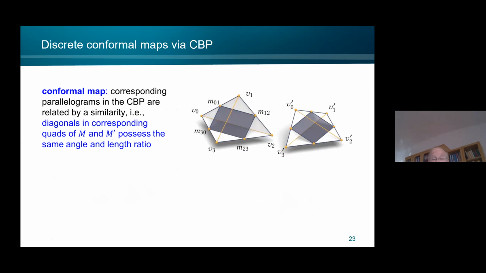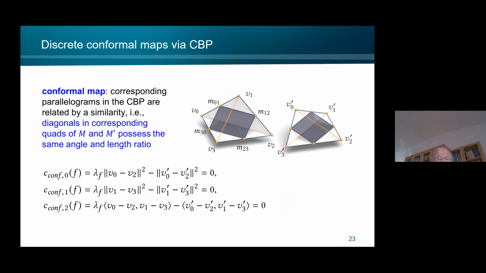For discrete conformal maps with help of these checkerboard patterns, we have to make sure that corresponding parallelograms are similar to each other, which means that diagonals in corresponding quads of M and M prime possess the same angle and length ratio, which is very easily expressed here in this condition. So this is this factor, the scaling factor for the squared length. So this is totally simple. The last equation involving this inner product, of course, makes sure that the angles are the same because we already have these first two equations. So this inner product relation is enough. So it's extremely simple constraints, quadratic essentially.